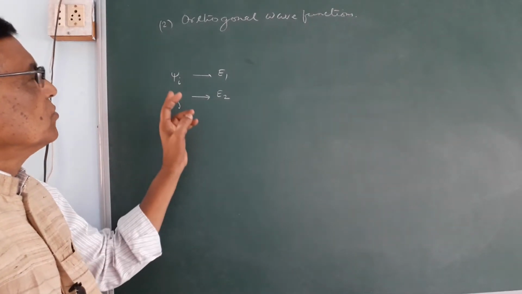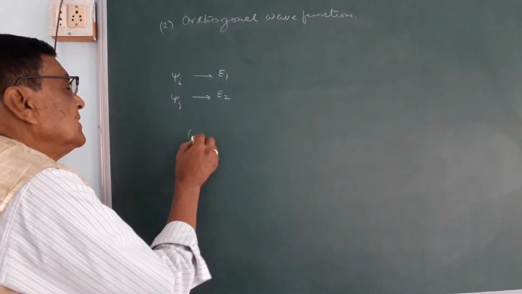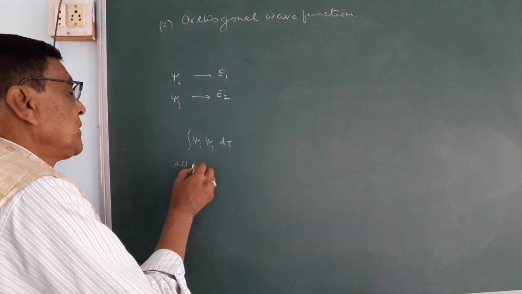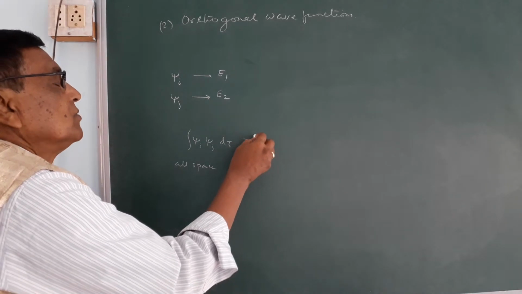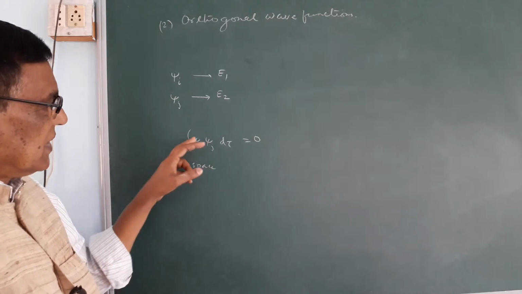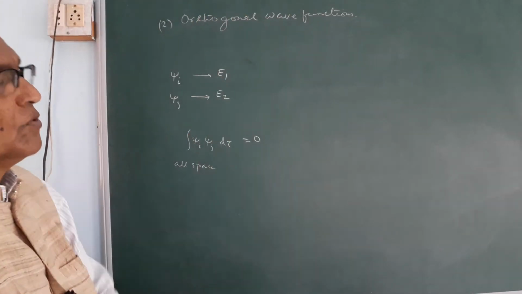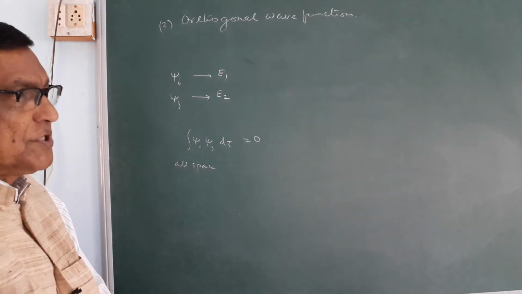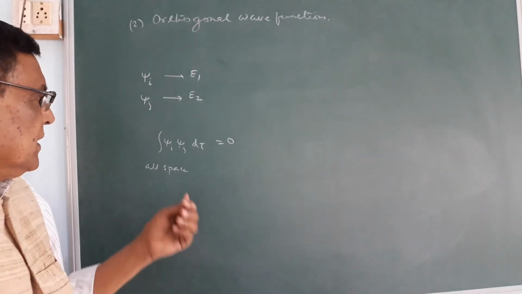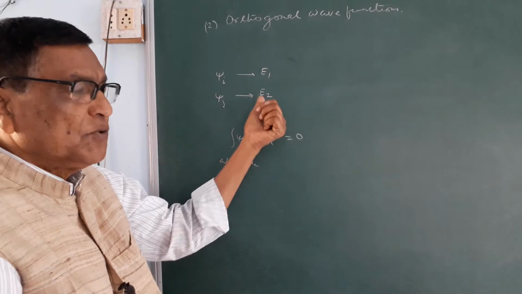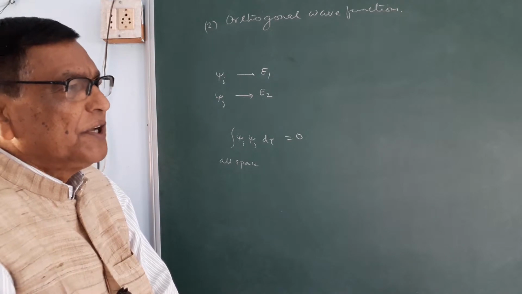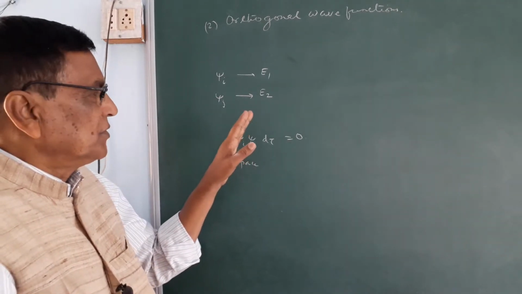And psi 1 and psi 2 will be orthogonal if the integral of psi i psi j d tau over all space becomes equal to 0. If this condition is maintained, then we can call psi i and psi j orthogonal wave functions for this system. Orthogonal in geometry means perpendicular to each other. In that case, E1 and E2 will never overlap with each other, and psi 1 and psi 2 are also independent. One cannot be expressed in terms of the other.